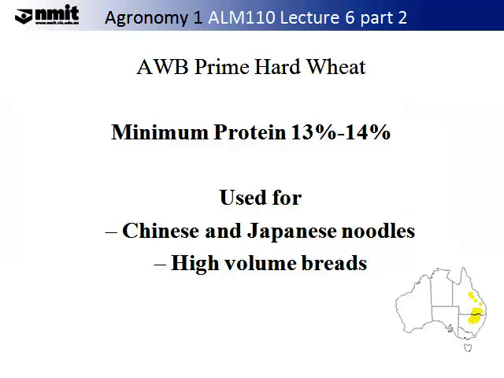Wheat is classified by the AWB, and there are a number of grades. Prime hard wheat is one such grade. It contains a minimal protein of 13 to 14%, and it is used for the Chinese and Japanese noodles. It is also used for high volume breads, and the map on the slide shows in yellow where it's grown. You will notice that not much of prime hard wheat is grown in Victoria. Mostly it's in Queensland and New South Wales.